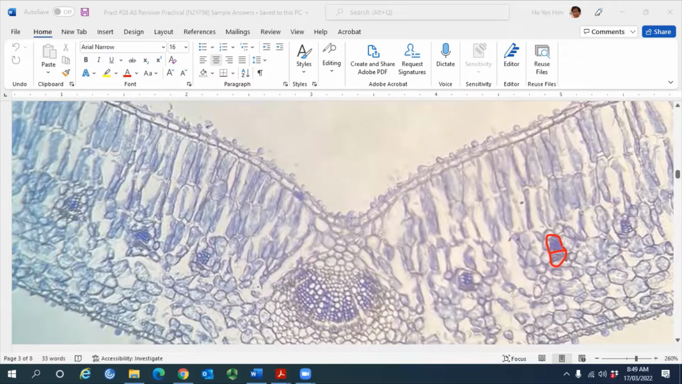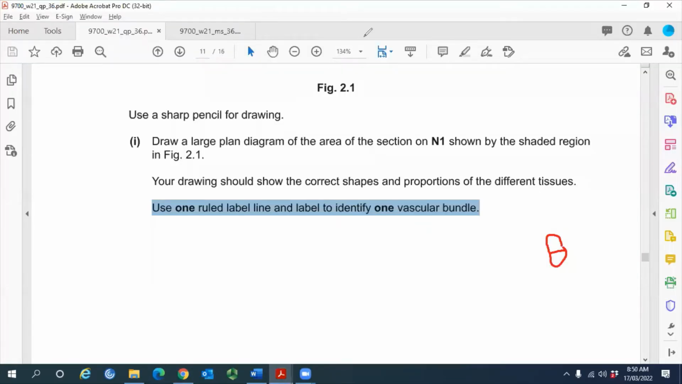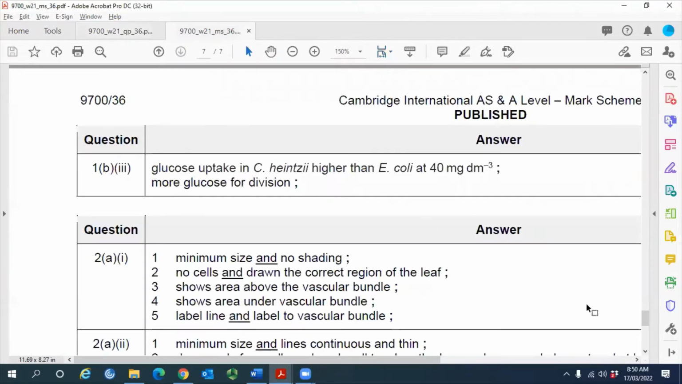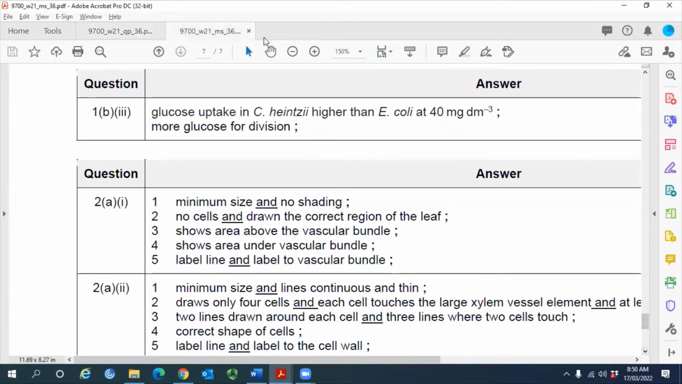So this is for the leaf. So let's check the mark scheme. What is the answer given for this? So please mark it. Now this mark scheme is very interesting. It says, number 1, your drawing size must achieve the minimum size and there's no shading because it's plan drawing. All biological drawing got no shading.